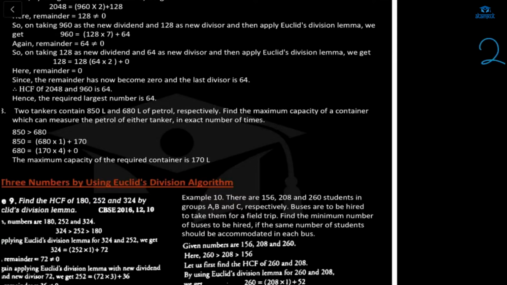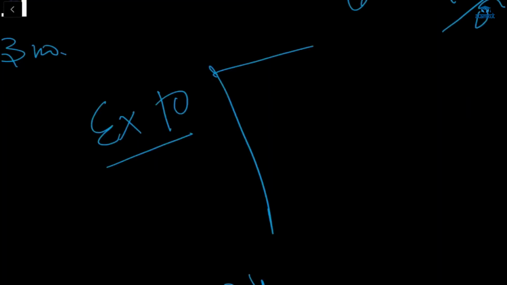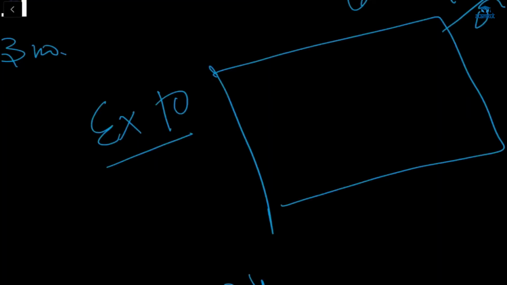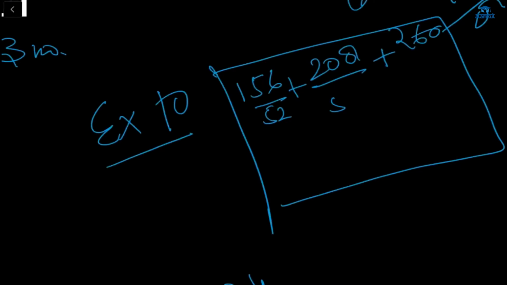Now, one step will be added to complete this question: you will find the minimum number of buses that are required. How will you find it? You will divide each of the numbers by the HCF. That means you will divide each number by the HCF: 156 divided by 52, plus the next number 208 divided by 52, and after that 260 divided by 52. So you divide each number by the HCF that you have got.